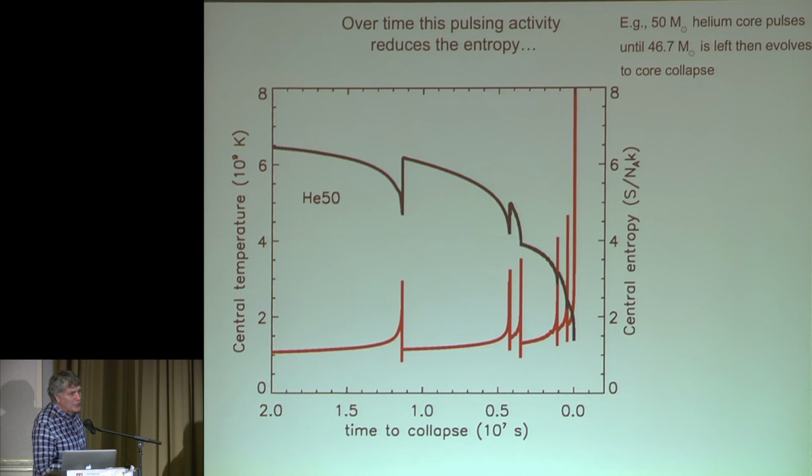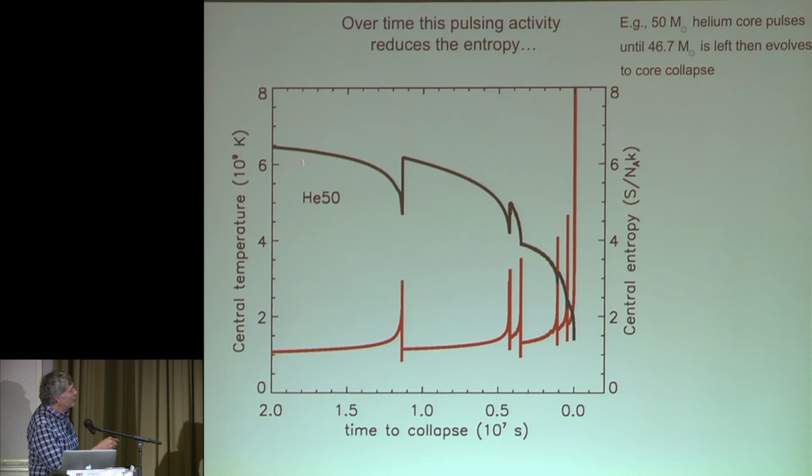So here is a 50 solar mass helium core. The main sequence mass, you can multiply the helium core by 2 and add 10 and get the main sequence mass. So that's about 110 solar masses on the main sequence. And here are the pulses. The temperature goes up, there's an explosion, it expands, temperature goes down, and each blip, like on a cardiogram, is a pulse for the star. So these are about a half dozen violent pulses during the last several months of the star's life.